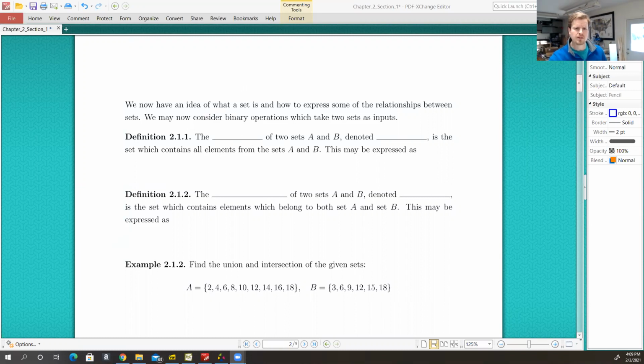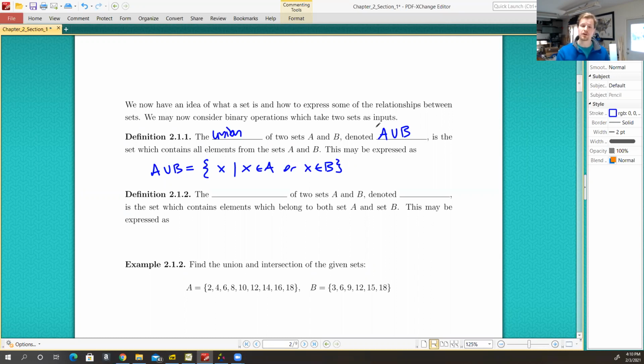So the union of two sets A and B is denoted A union B. And the union is the set which contains all elements from A and B. So we can express A union B in set builder notation, and it would be, of course, curly brackets. It would be all of the elements X such that X belongs to A or X belongs to B.